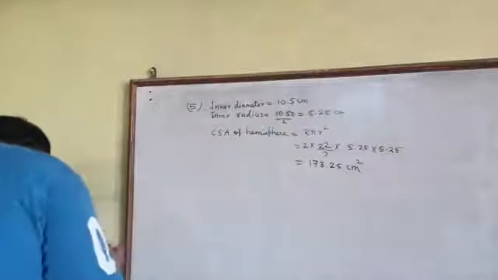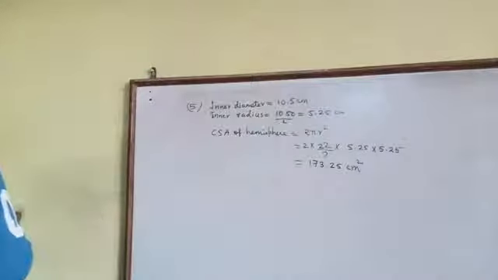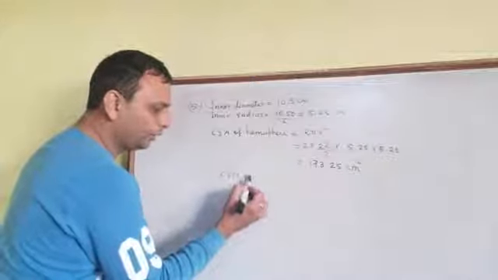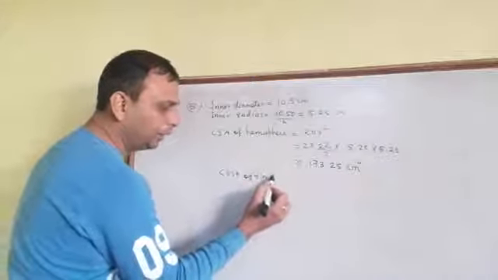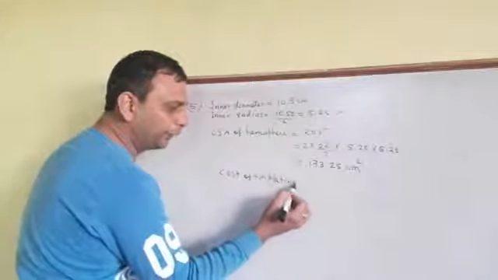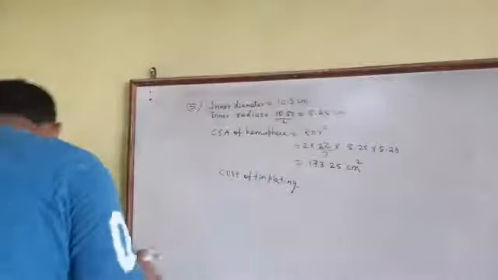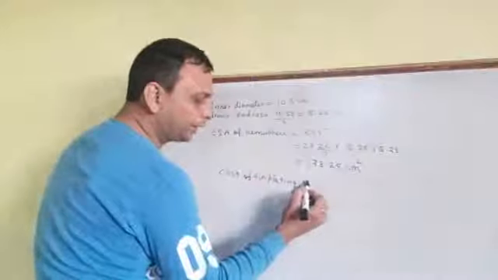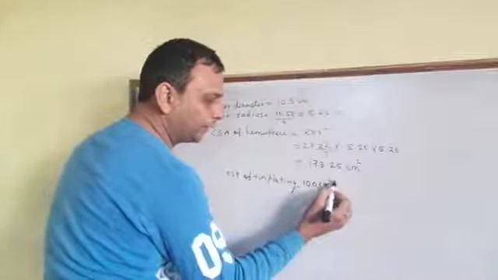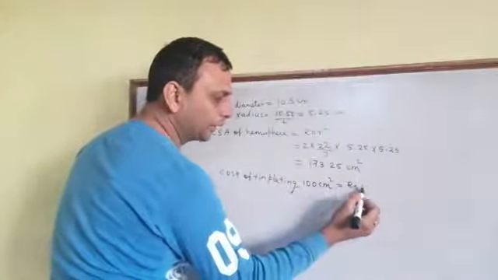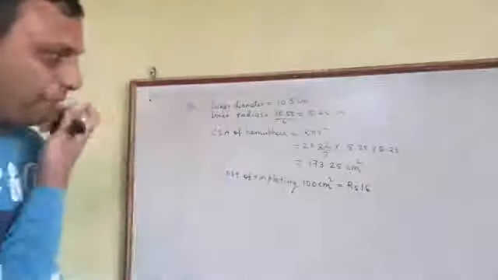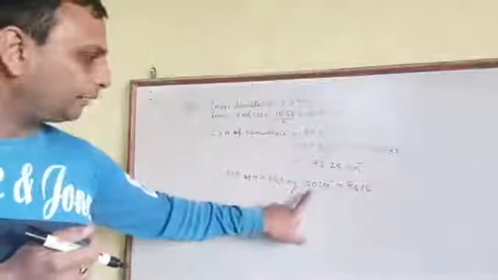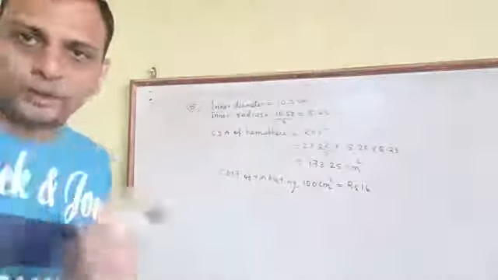Now cost is given. Cost of the tin plating. Tin plating means we have to put the tin plating from the inside. It is given that the cost of tin plating for 100 centimeter square is rupees 16. I have already told in the previous video, if the value for 1 centimeter square is given, no problem. Here it is given for 100, so we will find the value for 1 centimeter square.